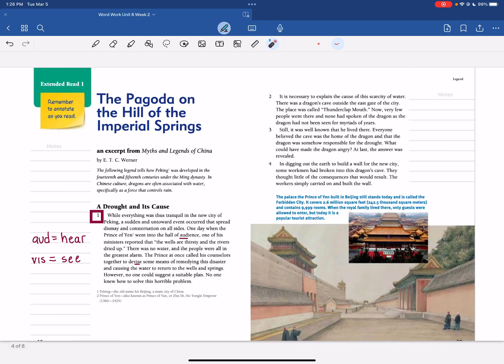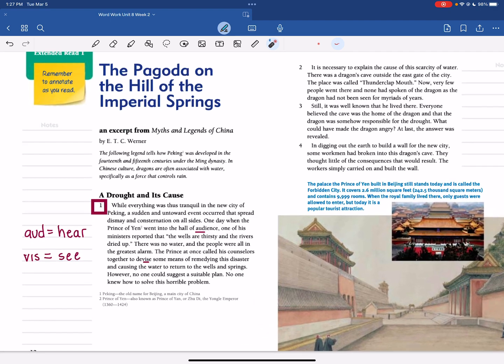So let's look for some examples in the story we read earlier this last month, called The Pagoda on the Hill of the Imperial Springs. I'm not going to read the entire thing, but I am going to show you some examples of the Latin root words we're talking about in this story we've already read. After we've found some examples, I am going to let you know what your practice is going to be.